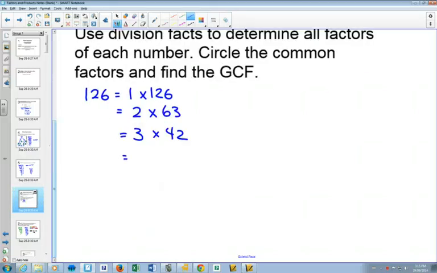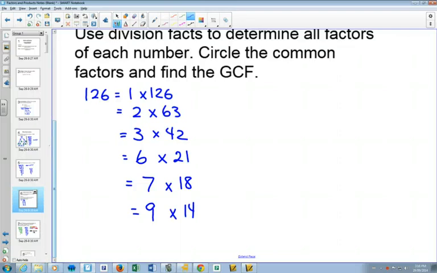Does it divide by 4? No. Does it divide by 5? 6? Yes. 6 by 21. Does it divide by 7? 7 by 18. Does it divide by 8? No. Does it divide by 9? Yes. It is 9 times 14.